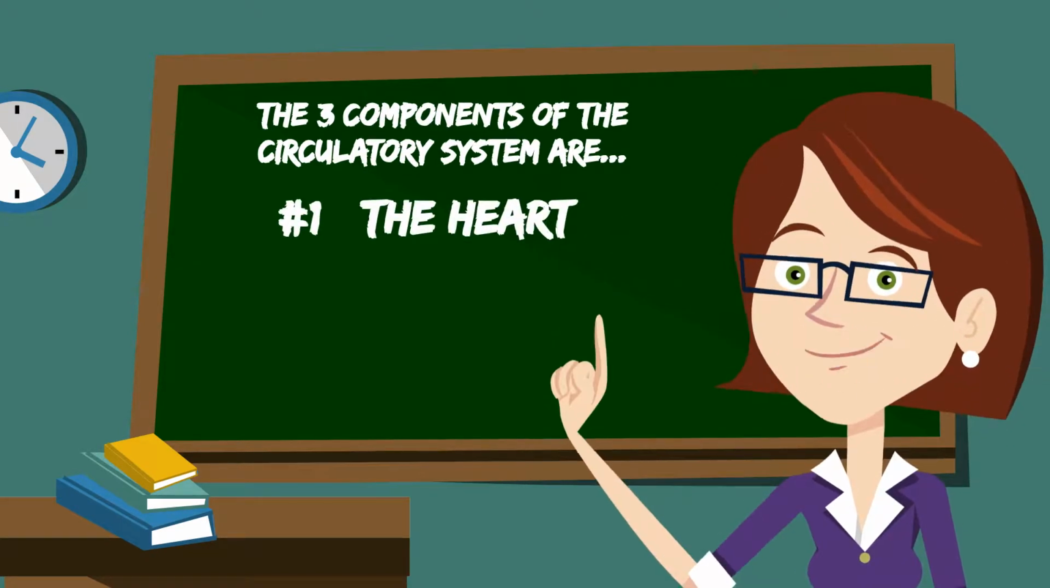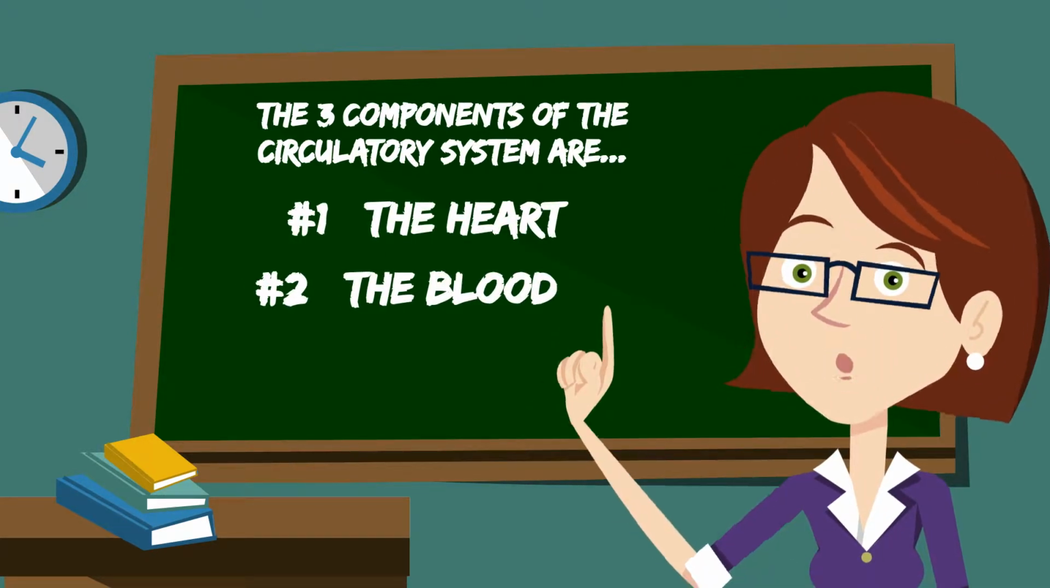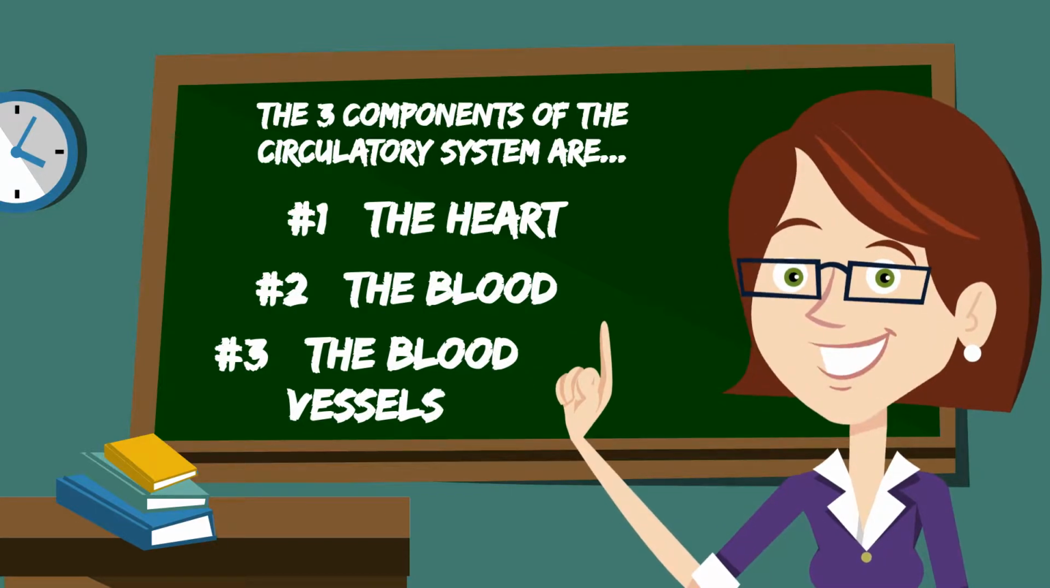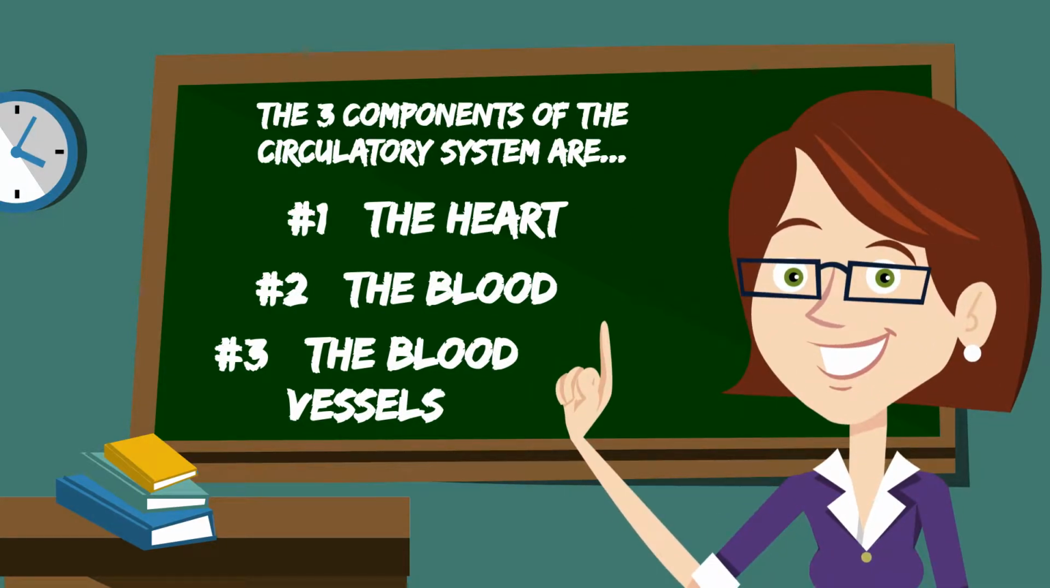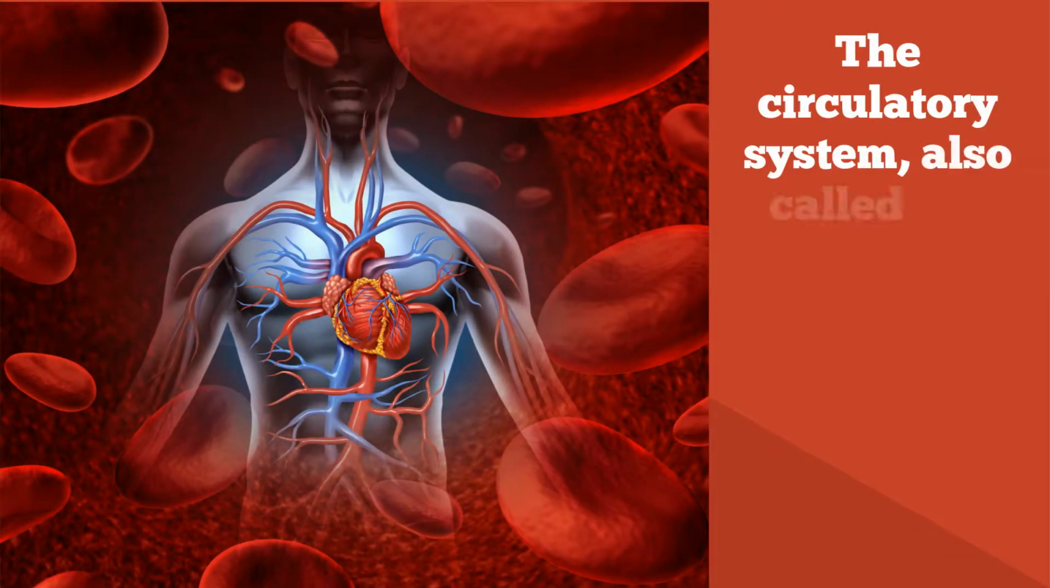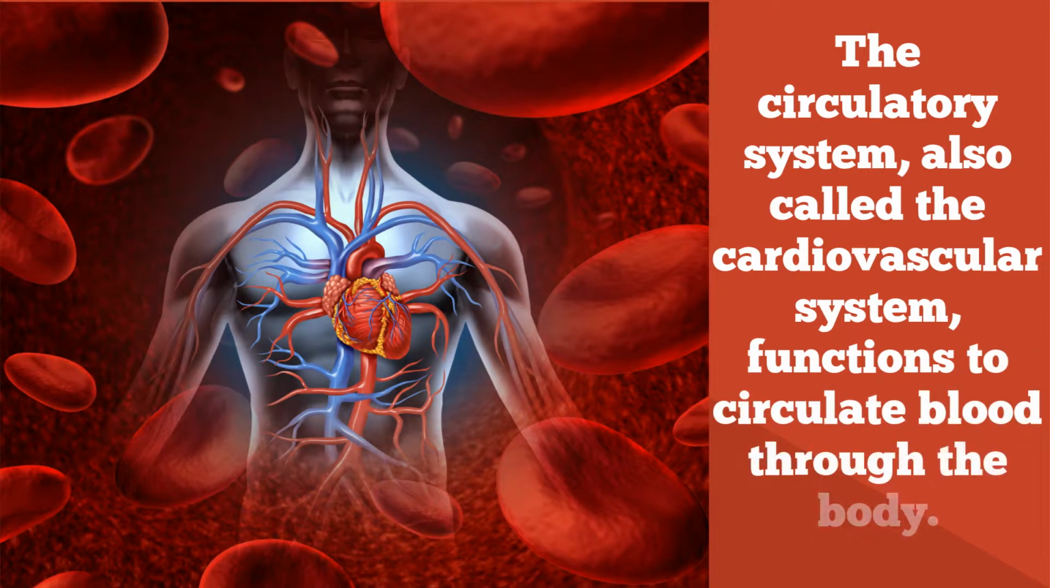The three components of the circulatory system are the heart, the blood, and the blood vessels. The circulatory system, also called the cardiovascular system, functions to circulate blood through the body.